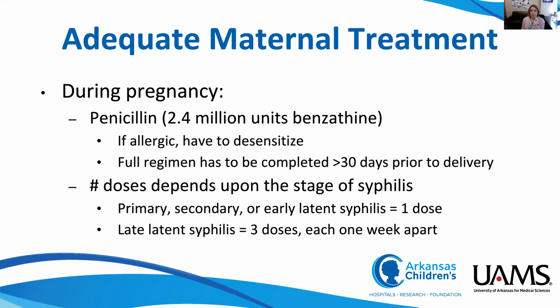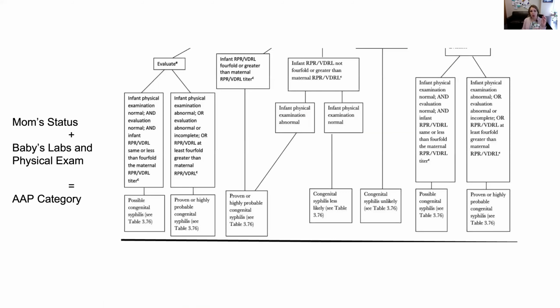Adequate maternal treatment during pregnancy is benzathine penicillin greater than 30 days prior to delivery. Once you have mom's status, baby's labs, and the physical exam, that helps you determine these different AAP categories. The big ones are proven or highly probable congenital syphilis and possible congenital syphilis. These are the ones that usually end up with 10 days of IV penicillin. But the short answer to all of these is penicillin is for everybody, basically.